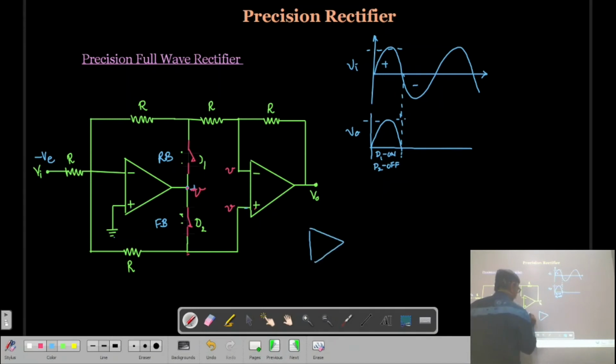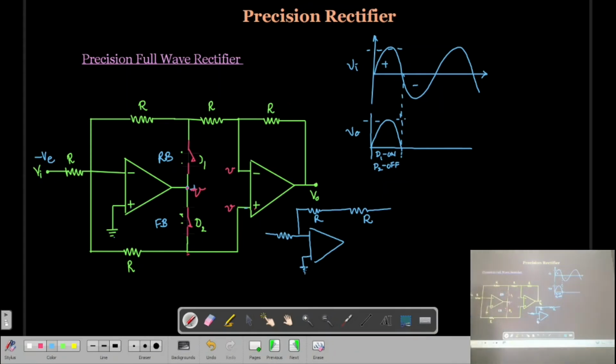This is my operational amplifier, and the input resistance R is there. Here, this one is open. So we have this resistance R, another resistance R, correct? And this is connected to the ground. We have this resistance at this point, and it is connected here. You can compare the circuit. This is my feedback resistance.